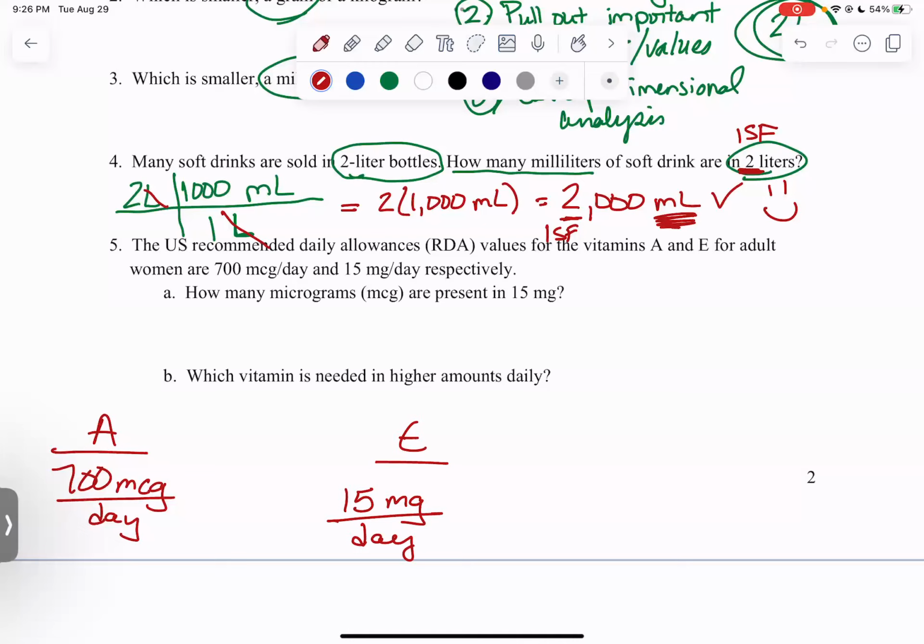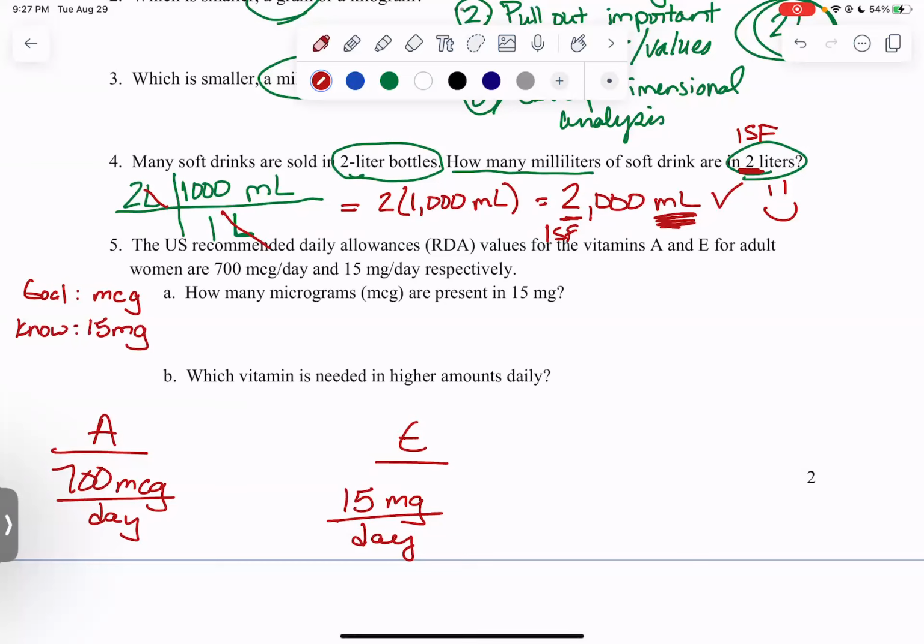That's part A, so part A is a dimensional analysis problem. Just like we did before, what's our goal? Our goal unit is to get to micrograms, so mcg. And then what do we know? That's the second part: we know we're starting with 15 milligrams. That's it.